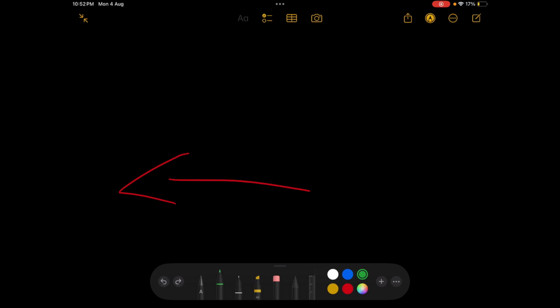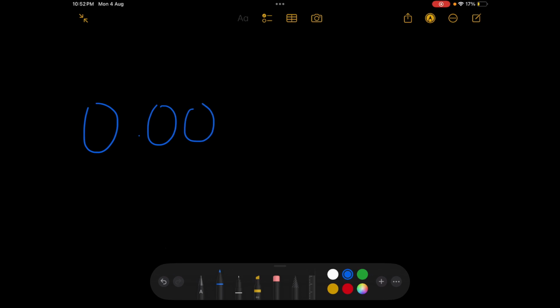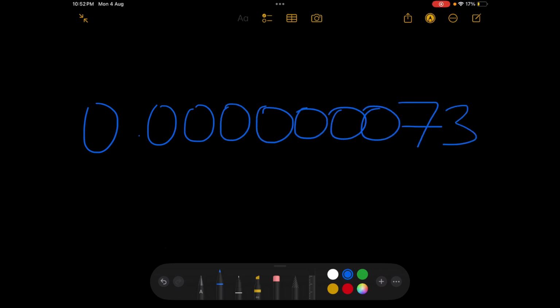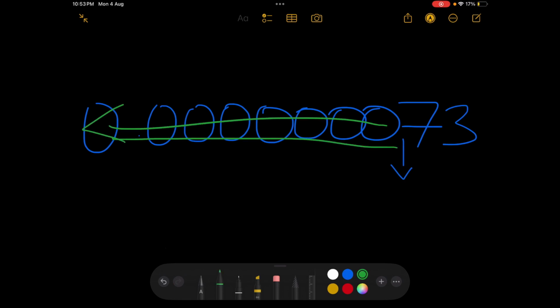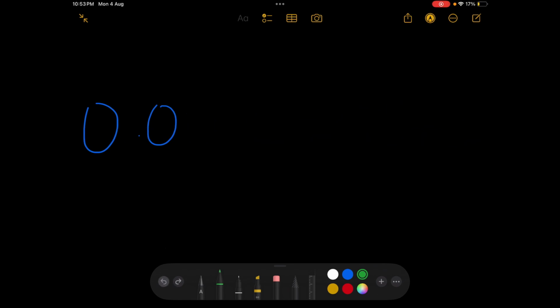Now this works whenever there are any leading zeros. There could be 0.0000000 forever, and then we have 7, 3. Again, only the 7 and the 3 are significant because these are all leading zeros, so they can just get out of here. Okay, I think that just about covers all the rules.